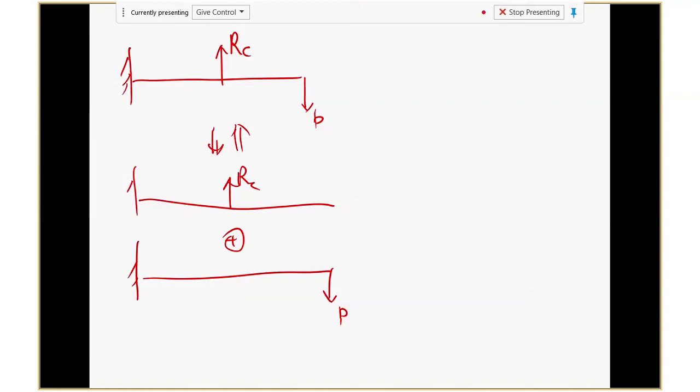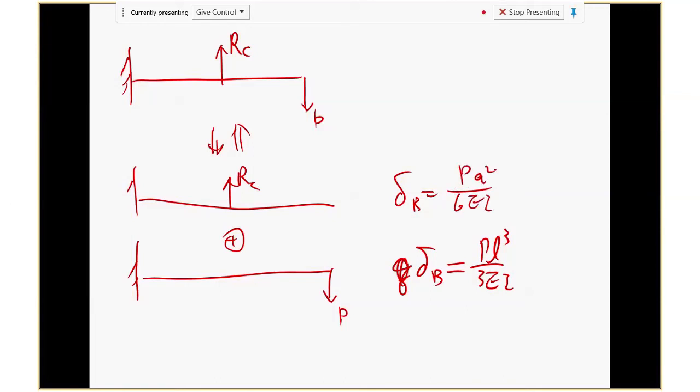So the first one, you have delta B equals PL to the third over 3EI. Then this one gives us delta B here. Delta B equals PA squared over 6EI, and then 3L minus A. Okay, now we can go back to the screen.